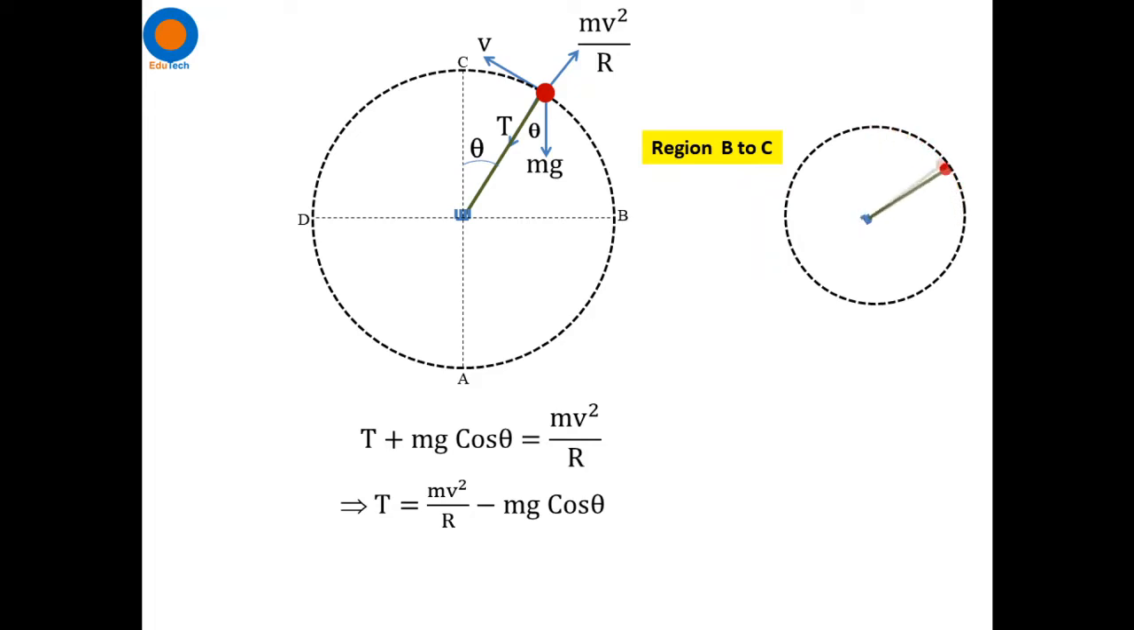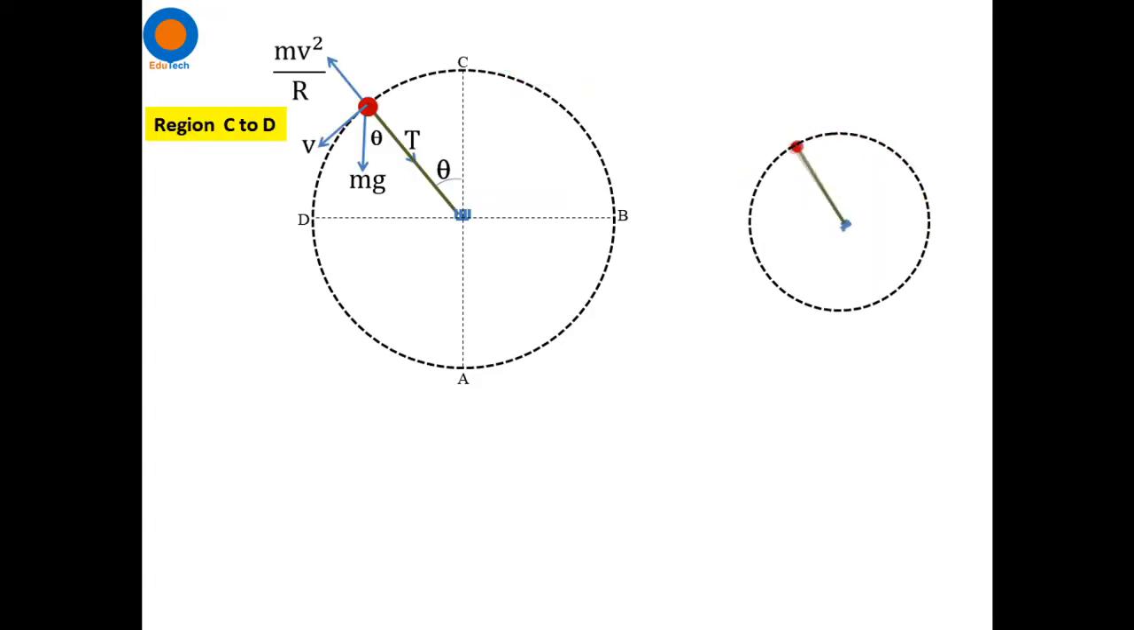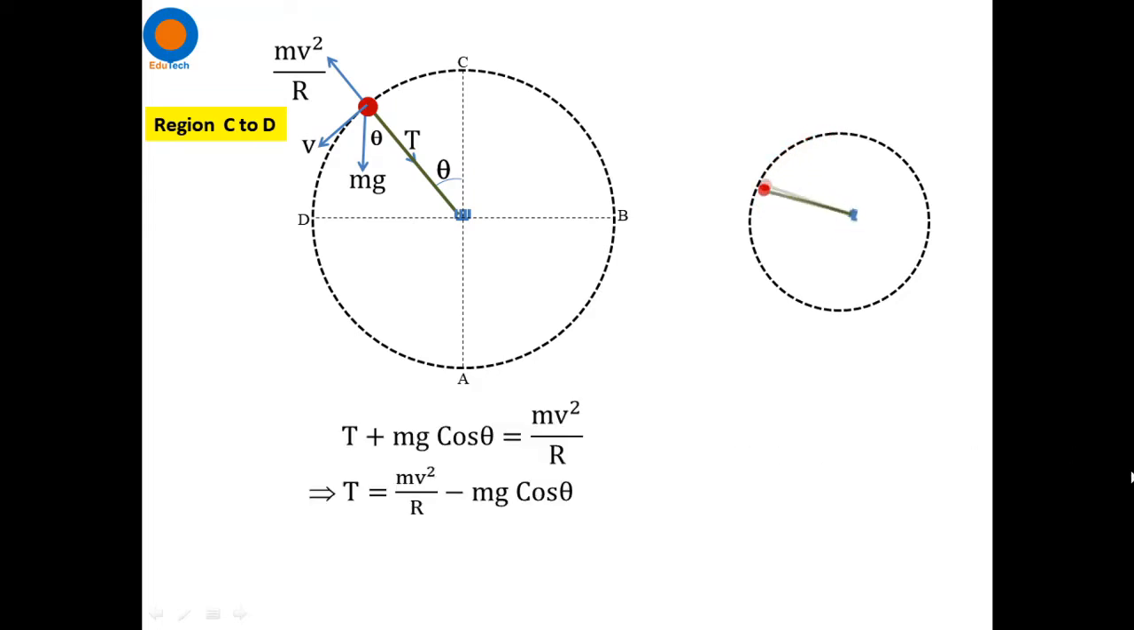Now we will go to the region C to D. Here again, along the radial direction, whenever there is circular motion, we will write the expression in the radial direction. This tension T plus mg cos theta is being balanced by mv square by r. Again here T is mv square by r minus mg cos theta. Please note it down.